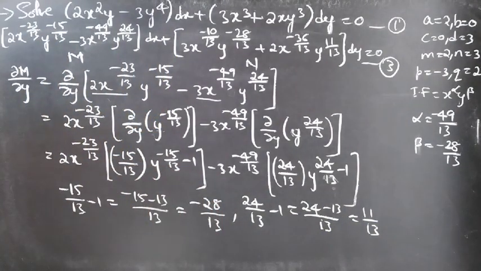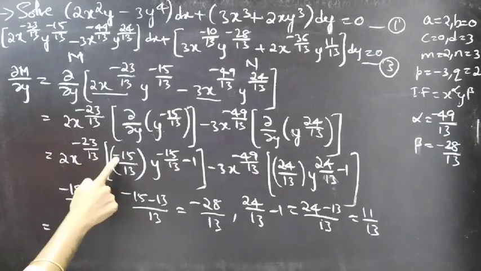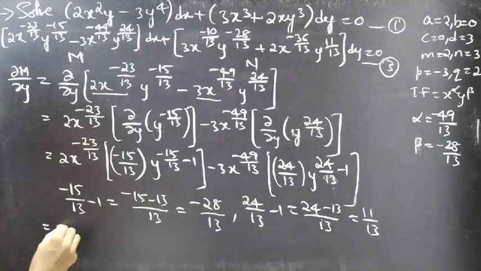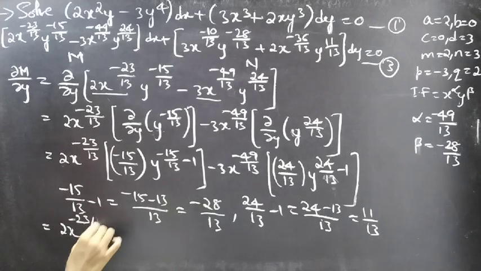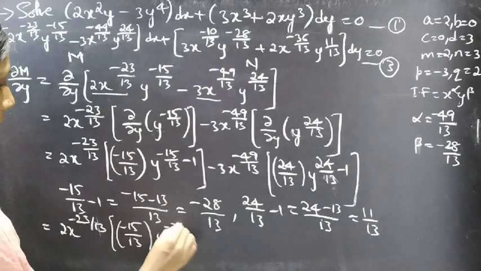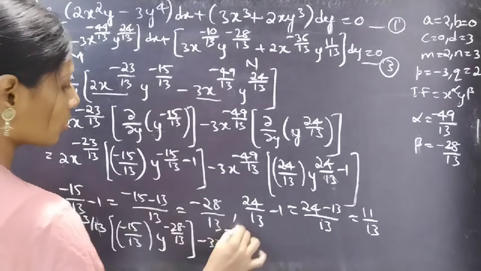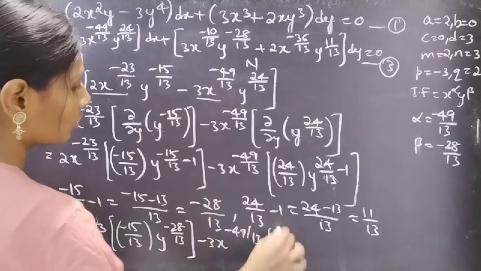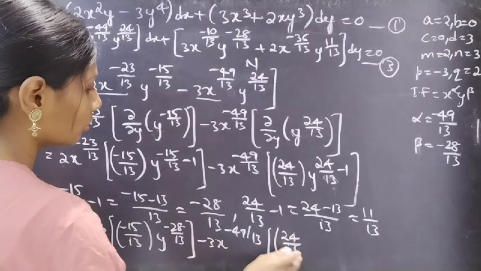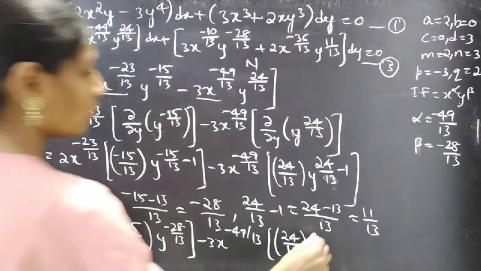Okay. Then this becomes 2 into minus 15 by 13, or just write one more time, one more step. y power minus 15 by 13 minus 1 is minus 28 by 13, minus 3 into x power minus 49 by 13 into 24 by 13 into y power 24 by 13 minus 1, 11 by 13.